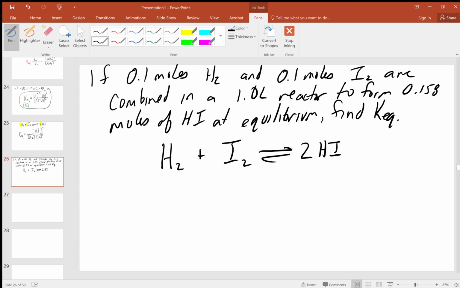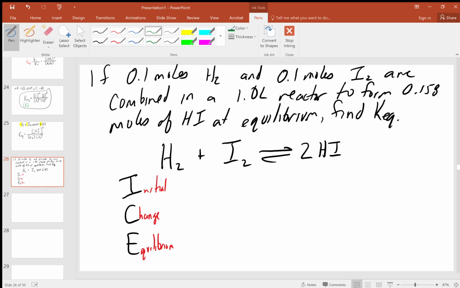So in order to be able to calculate the equilibrium constant, what we need are values for concentrations of hydrogen, iodine, and HI when we're at equilibrium. And so the way that we normally do that is by setting up something that we refer to often as an ICE table. And an ICE table, this stands for initial, change, and equilibrium.